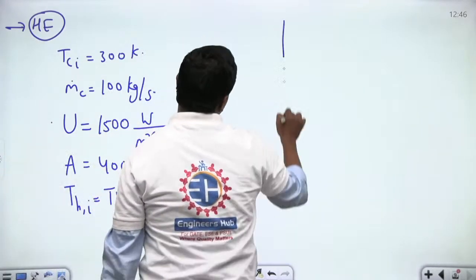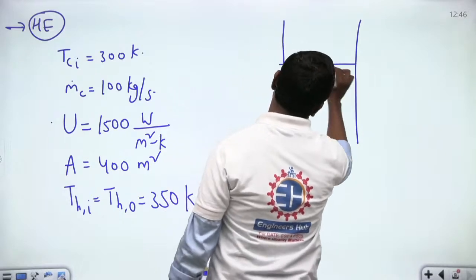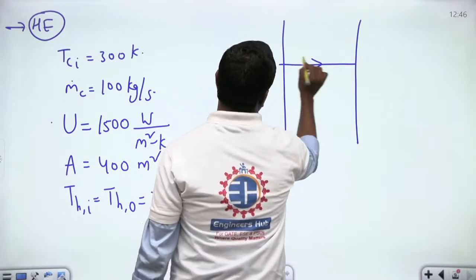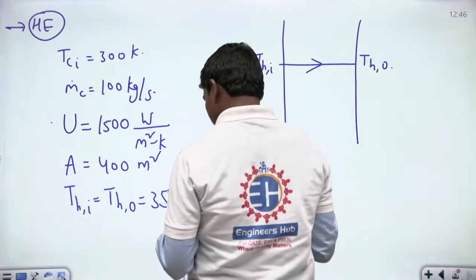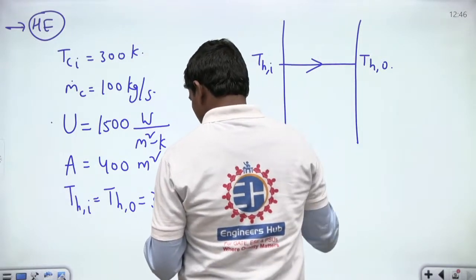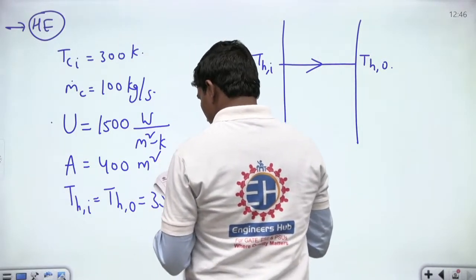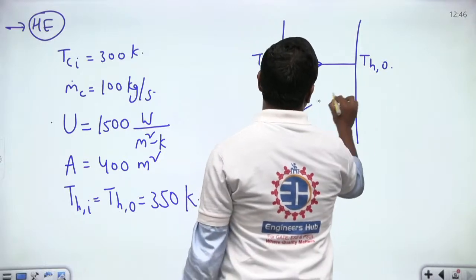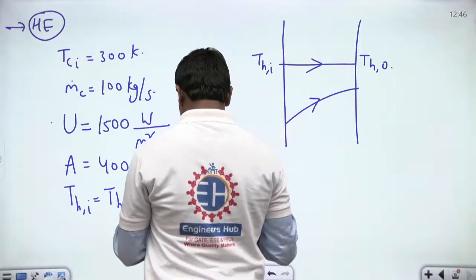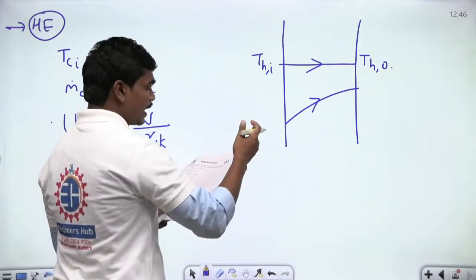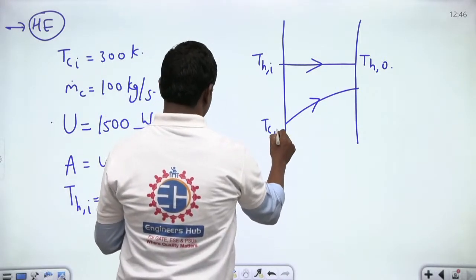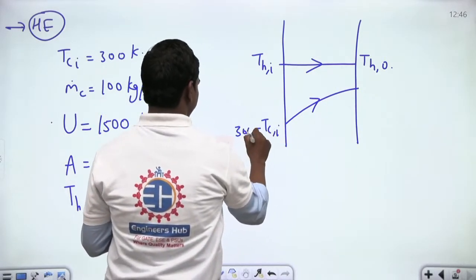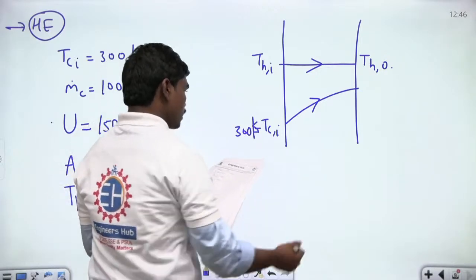So there is some hot fluid passing, which is THI, and this is THO, and of course there is some cold fluid which is entering. We can just take this direction at random, because since phase change is happening, the temperature difference, I mean the LMTD, could be the same anyway. So you can just take this TCI as equal to 300 Kelvin, and this is TCO.